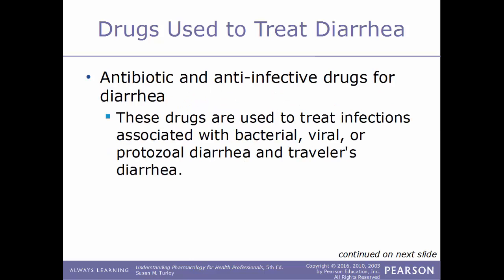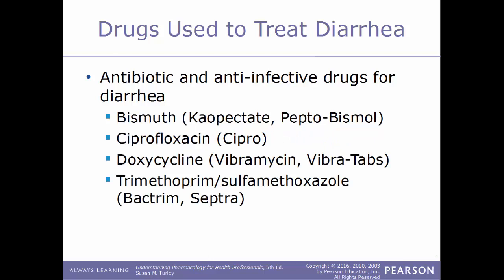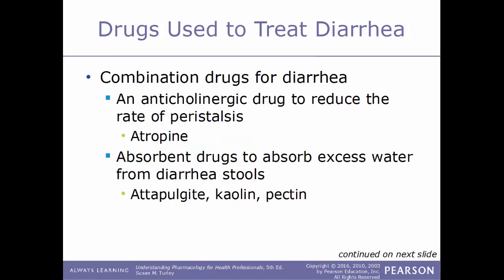Antibiotic, anti-infective drugs that treat diarrhea. These are drugs that are used to treat infections associated with either bacterial or viral or protozoal diarrhea, and also traveler's diarrhea. Some examples of this class of drug would be bismuth, which is sold under the name Kaopectate or Pepto-Bismol; ciprofloxacin, which is sold under the name Cipro; doxycycline, which is sold under the name Vibra-Tabs or Vibramycin; and the last example here, trimethoprim-sulfamethoxazole, and this is sold under the name Bactrim or Septra. It's common to see combination drugs that are used to help treat diarrhea.